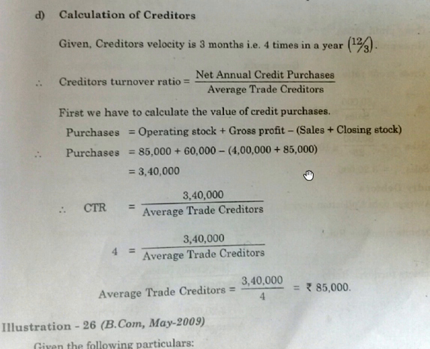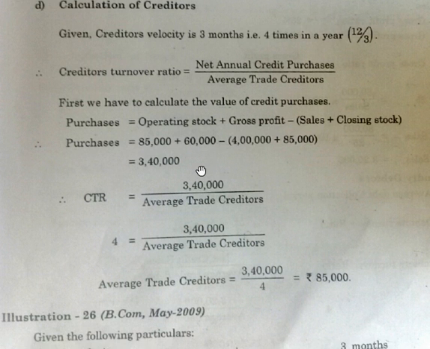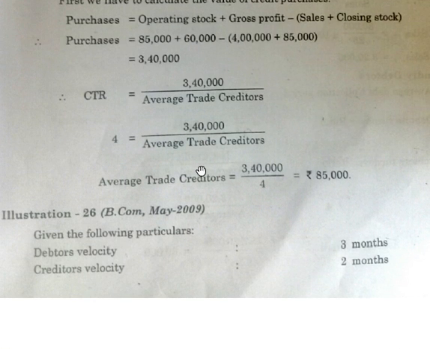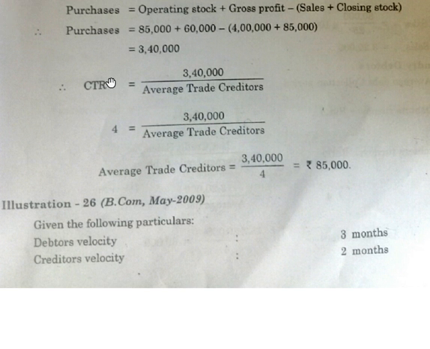So calculation of creditors, given creditors velocity is 3 months, that is 4 times in a year, 12 divided by 3. Creditors turnover ratio is net annual credit purchases divided by average trade creditors. First we have to calculate the value of credit purchases, only then we can go ahead. So purchase is equal to opening stock plus gross profit minus sales plus closing stock. So purchase is equal to 85,000 plus 60,000 minus 4 lakh plus 85,000. So purchase we get as 3 lakh 40,000.